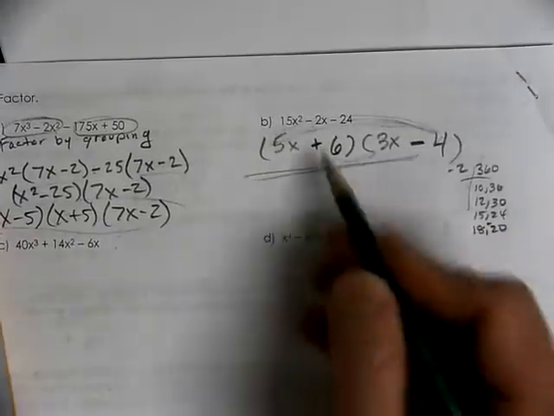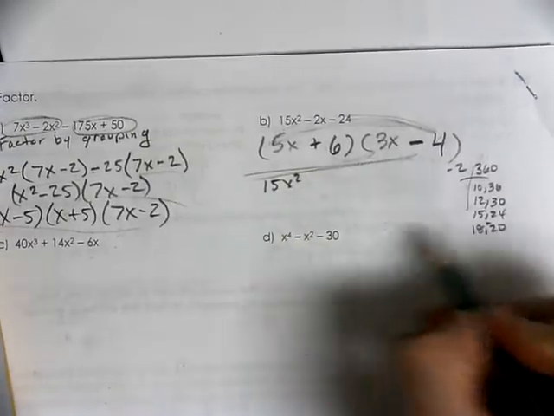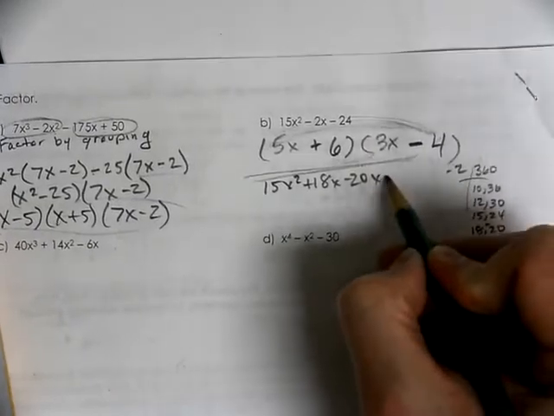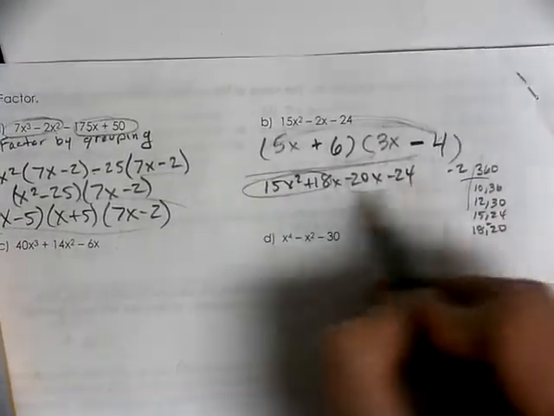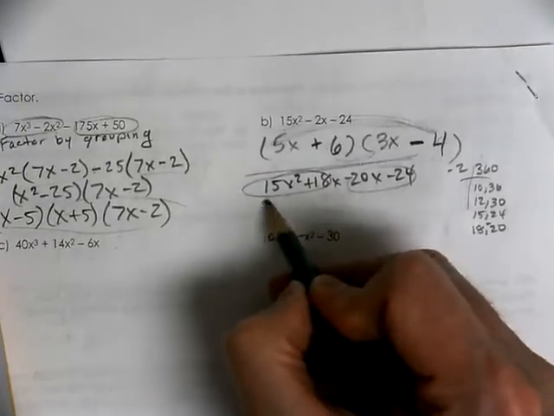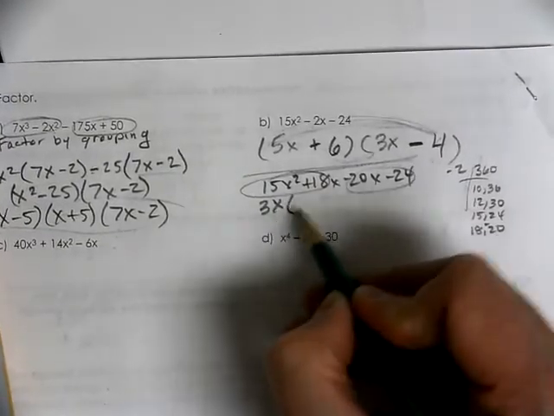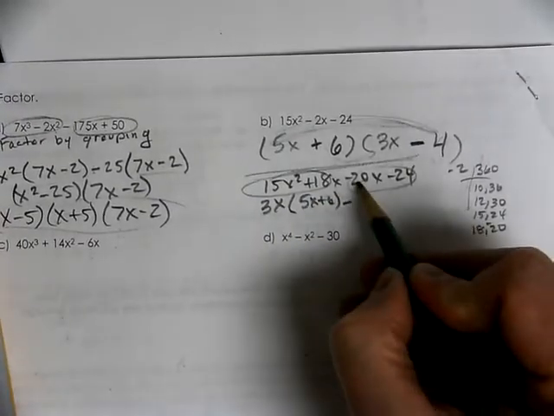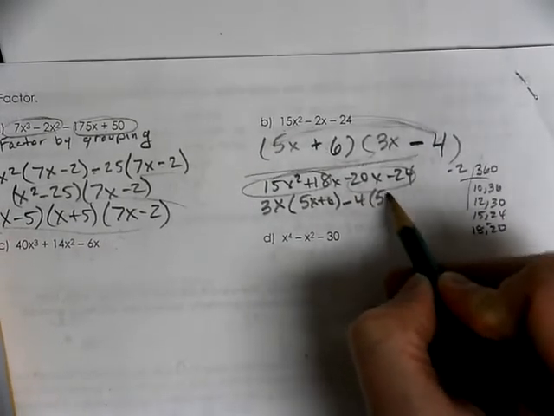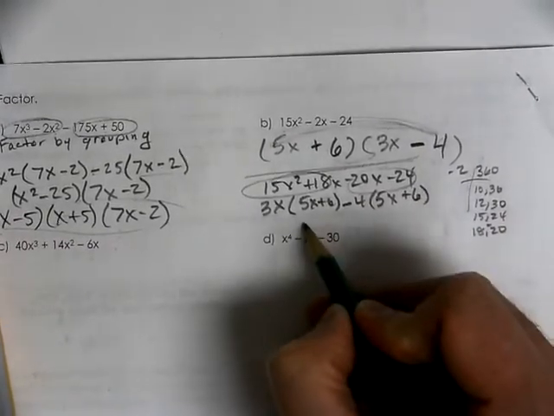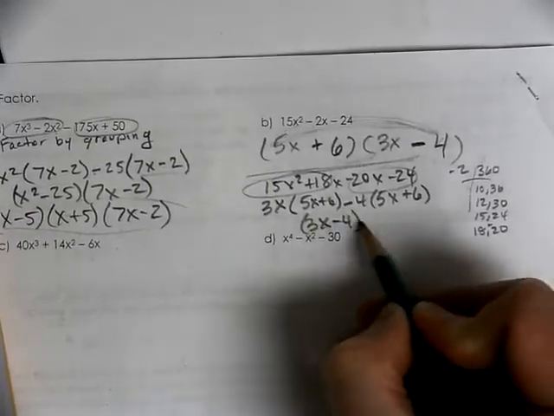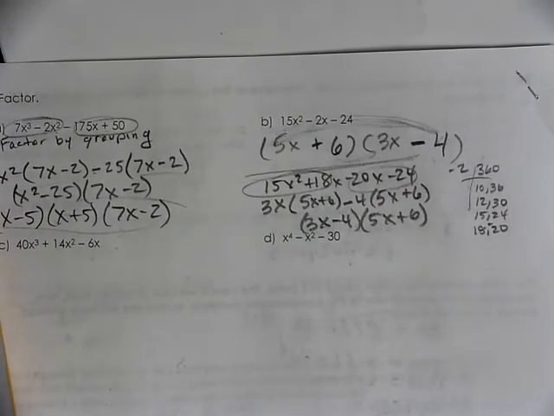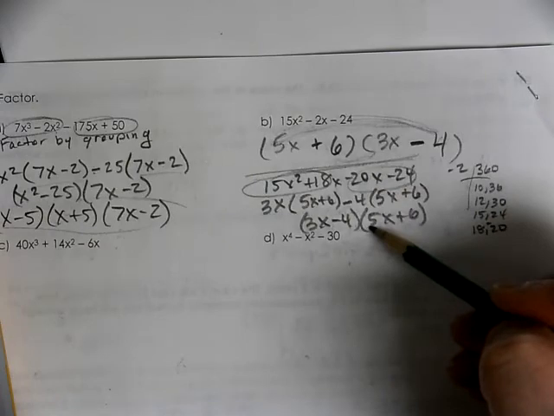So if you were going to do this a different way, you could do 15x squared, bring over your 18x, bring over your negative 20x, and bring down your 24. And here we could use factor by grouping. Factor out your 3x. That would leave us 5x plus 6. Bring down your sign. Factor out your 4. That leaves us with a 5x plus 6. And our answer, same thing we had before. Remember, the order doesn't matter, but there you are.